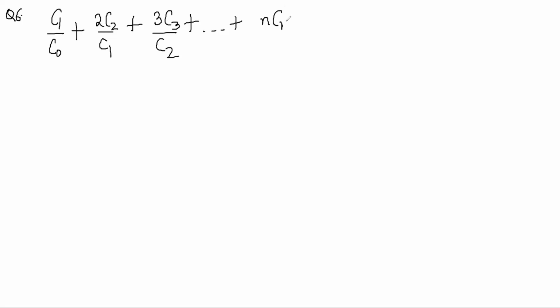Find the sum of the series C1 by C naught plus 2C2 by C1 plus 3C3 by C2 and so on till nCn by Cn minus 1. Find the sum of this.